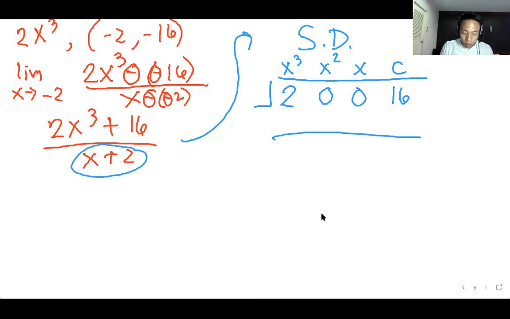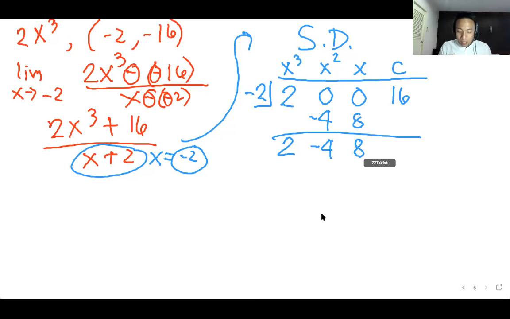So since we have x plus 2, if I will find x, it will become x negative 2, right? So we have negative 2 here. Negative 2 times 2 is negative 4. 0 minus 4 is negative 4. Negative 2 times negative 4 is positive 8. 0 plus 8 is 8. 8 times negative 2 is negative 16. Okay, negative 16. So these are canceled. So one of our factors is x plus 2. So we can cancel it here. Now, let us try to find the other factors.